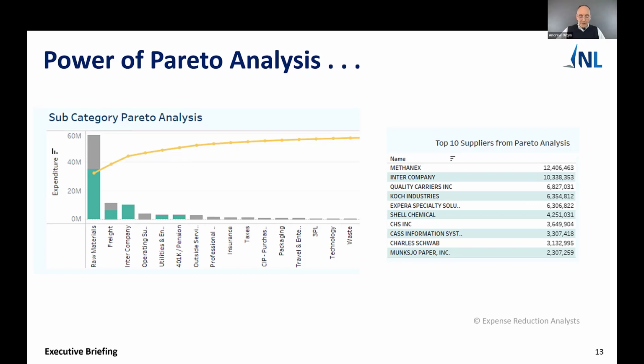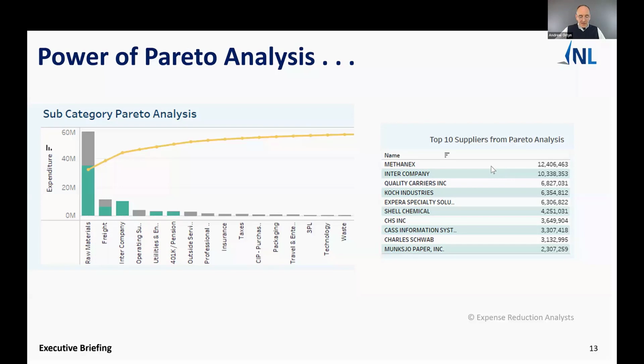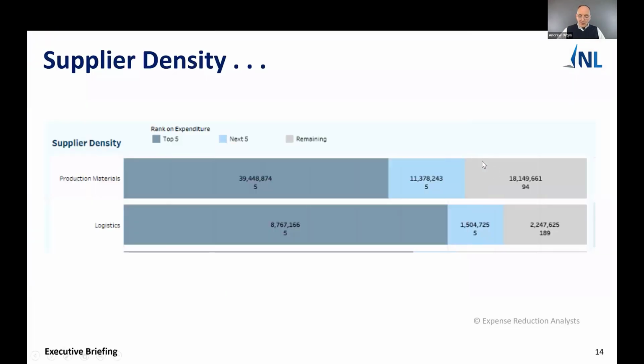So Pareto, the drill down, and then you've also mentioned supplier density. Why is supplier density so important in this whole process? Well, the important thing is that when we analyze the spend, if you look at the analysis up here, the top 5 vendors make up a large portion of spend. But if you look at the last $18 million of spend, that is through 94 vendors. Why do they have so many vendors and such a small spend?